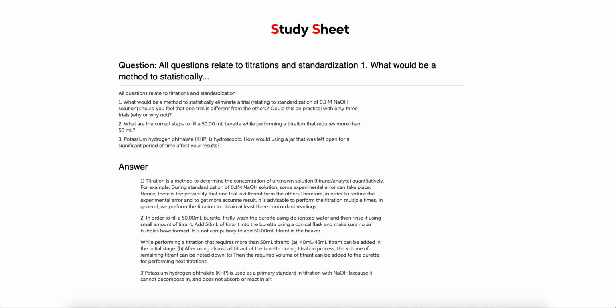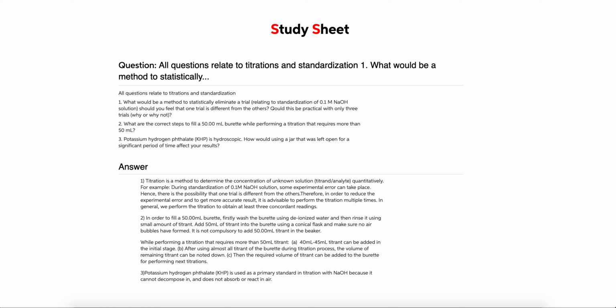Question 1. What would be a method to statistically eliminate a trial relating to the standardization of 1 molar or 0.1 molar NaOH solution should you feel that one trial is different from the others? Could this be practical with only 3 trials?